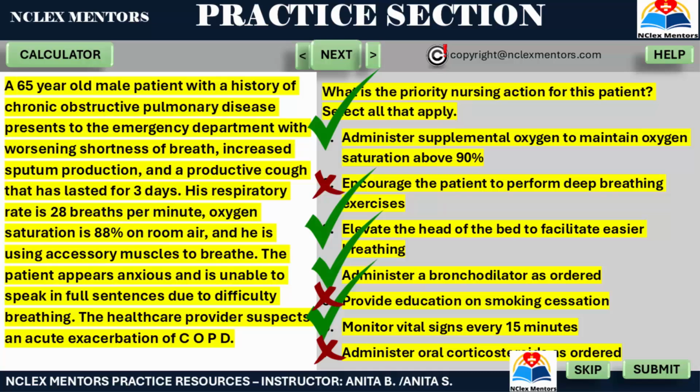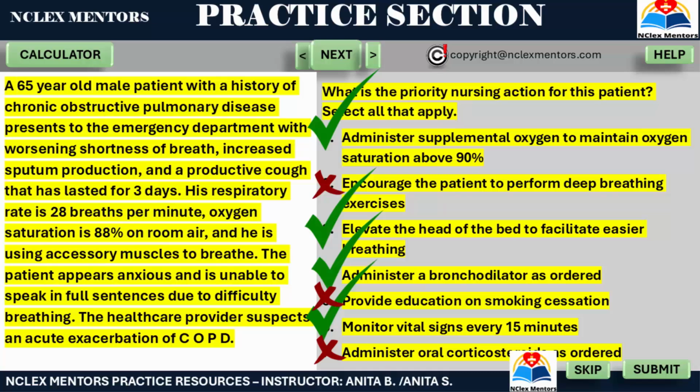A 65-year-old male patient with a history of chronic obstructive pulmonary disease presents to the emergency department with worsening shortness of breath, increased sputum production, and a productive cough that has lasted for 3 days. His respiratory rate is 28 breaths per minute, oxygen saturation is 88% on room air, and he is using accessory muscles to breathe. The patient appears anxious and is unable to speak in full sentences due to difficulty breathing. The healthcare provider suspects an acute exacerbation of COPD. What is the priority nursing action for this patient?